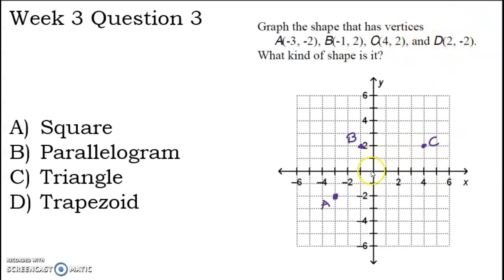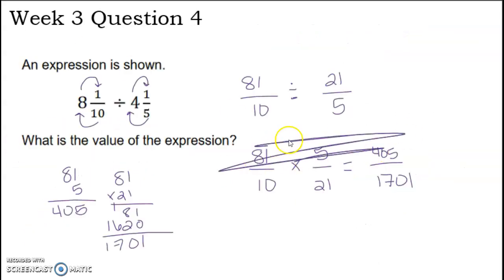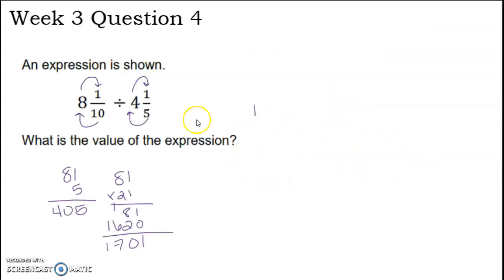And then D. Positive 2 means I go to the right 2. And negative 2 means I go down 1, 2. So this is D. I can easily see once I connect all these dots what shape this is. And this is a parallelogram. Okay, let me erase all this.